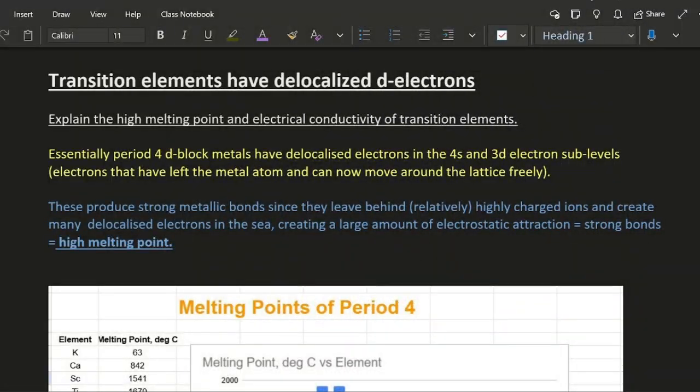Okay, no zombies in this one. Transition elements have delocalized d-electrons. Okay, so explain the high melting point and electrical conductivity.